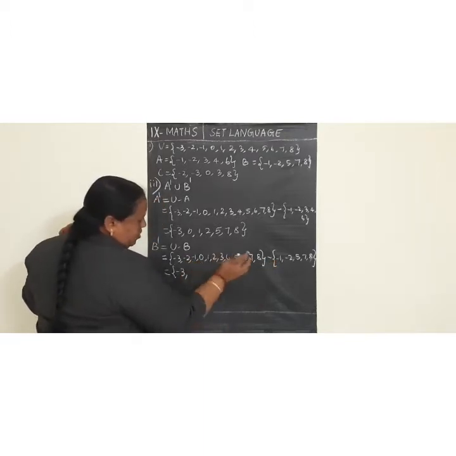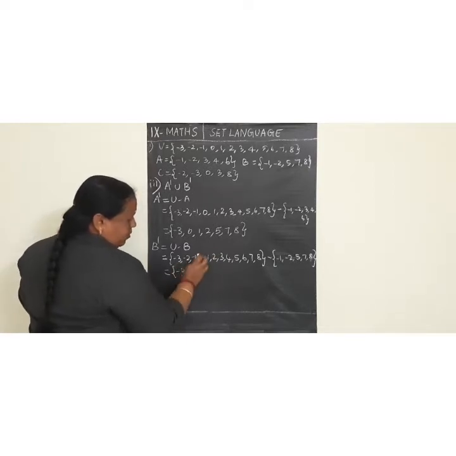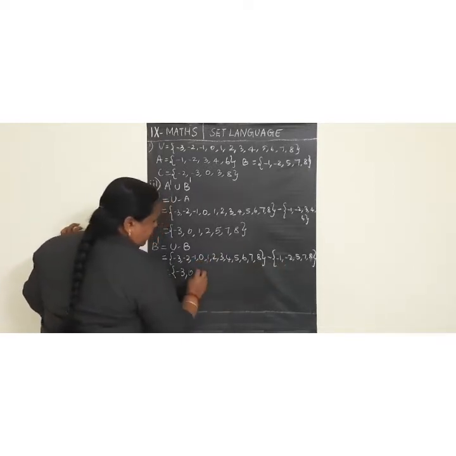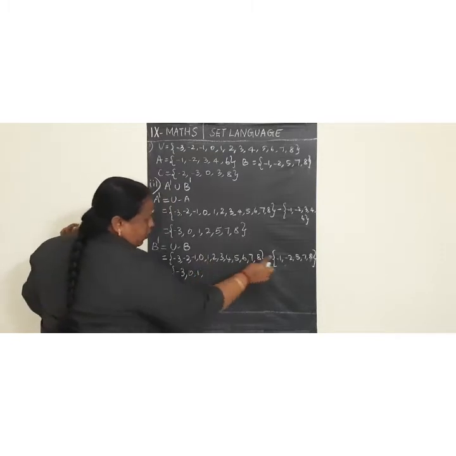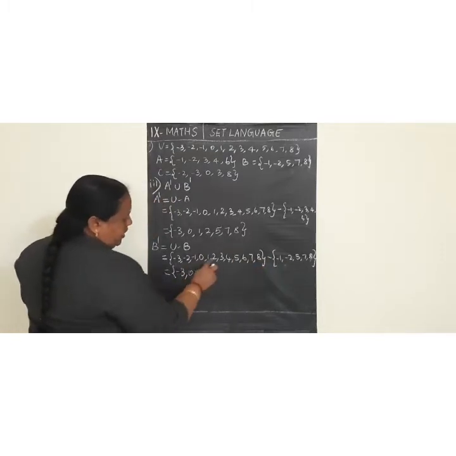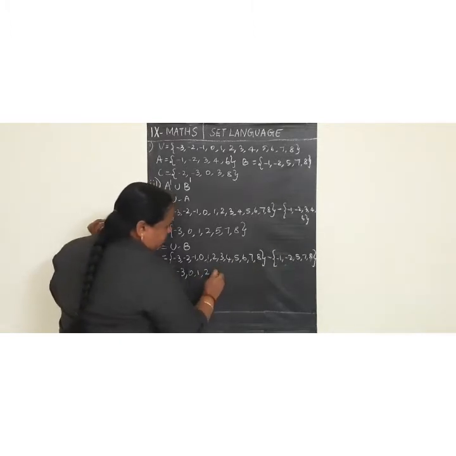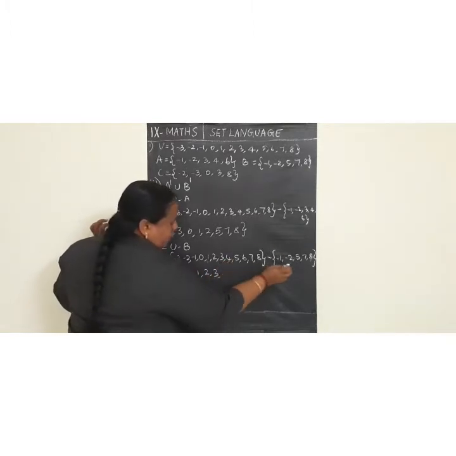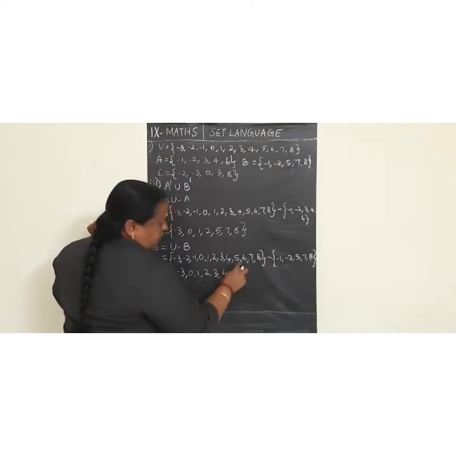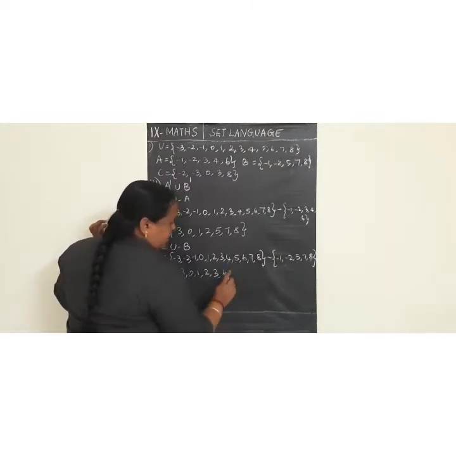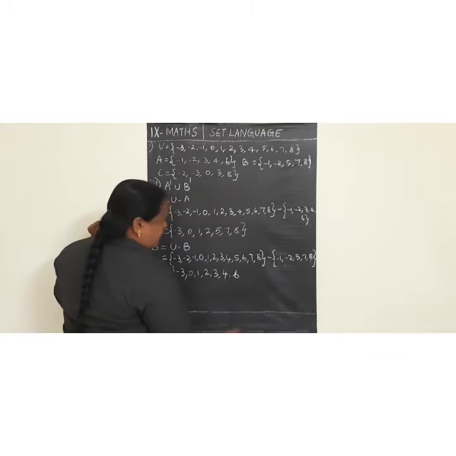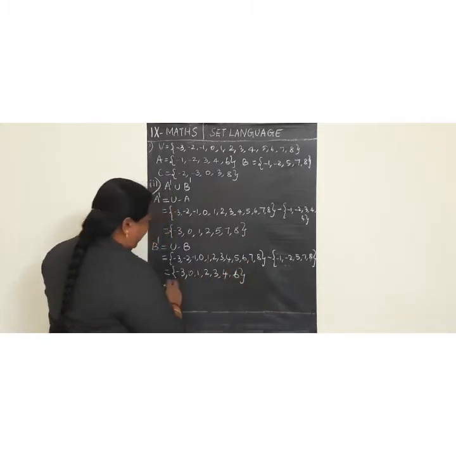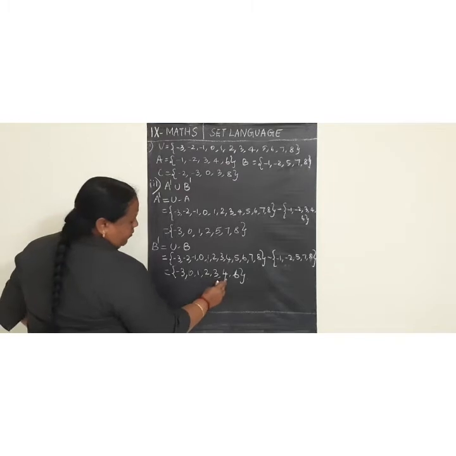Next element is 0. 0 is not there, so we have to write 0. Next element is 1. 1 is not there, so we have to write 1. Next element is 2. 2 is not there, so we have to write 2. Next element is 3. 3 is also not there, so we have to write 3. Next element is 4. 4 is also not there, so we have to write 4. Next element is 5. 5 is there, so we won't write that one. Next element is 6. 6 is not there, so we have to write 6. Next element is 7. 7 is there in the set B. Next element is 8. 8 is also there in the set B, so we won't write 7 and 8. So B dash is equal to minus 3, 0, 1, 2, 3, 4, 6.